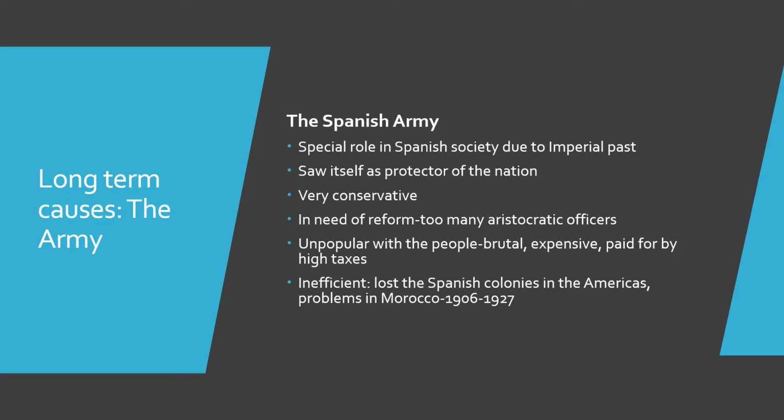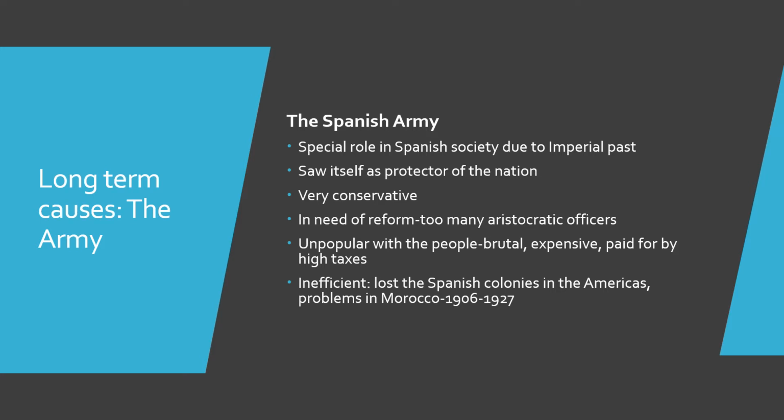And one of the most obvious of these flaws was how top-heavy it was with officers. For many aristocratic families, sending a second or a third son to join the Spanish army was par for the course. They also expected that this son would rise quite quickly through the ranks and become an officer in the Spanish army. It was very conservative because it was aligned quite closely with the aristocracy, and it was really in dire need of reform.